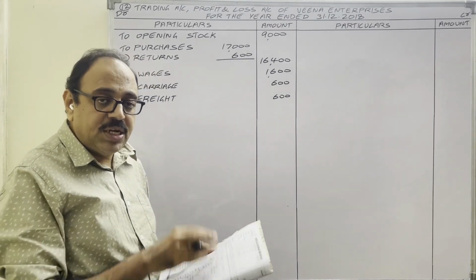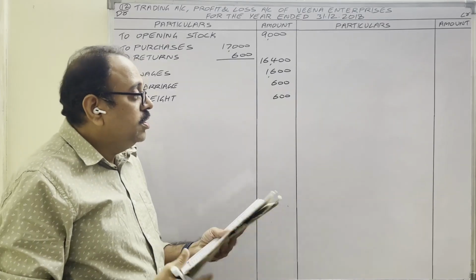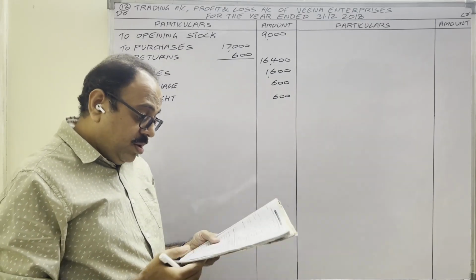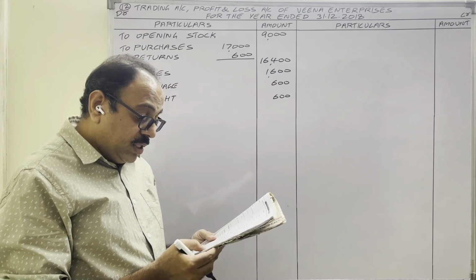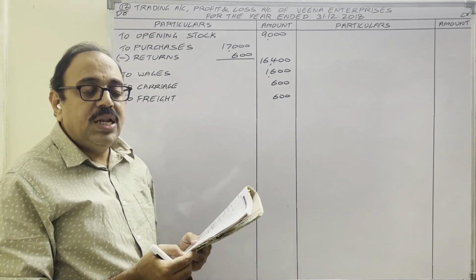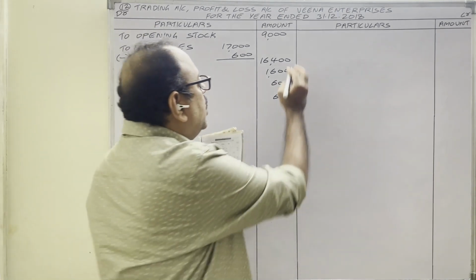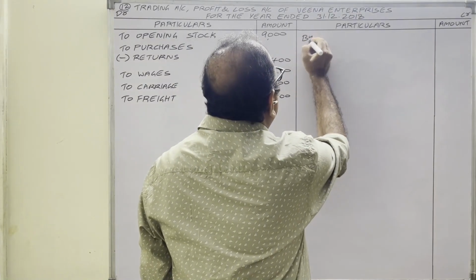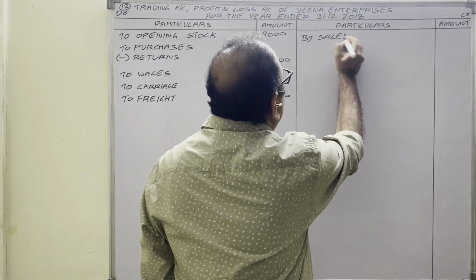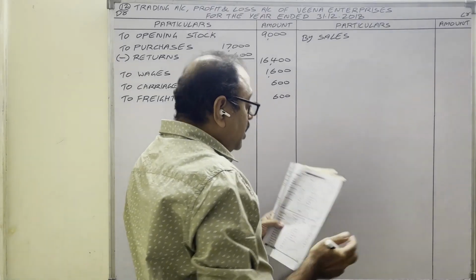Trial balance debit side completed. Come to the credit side. Capital, returns, sales. So sales is direct income now, on the credit side of the trading account. Sales: on the debit side, returns are given, meaning sales returns are given.